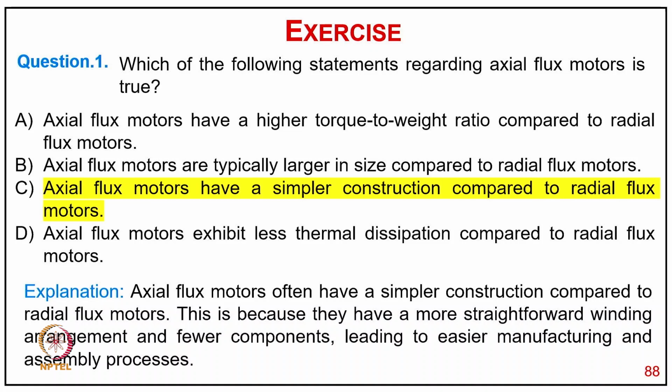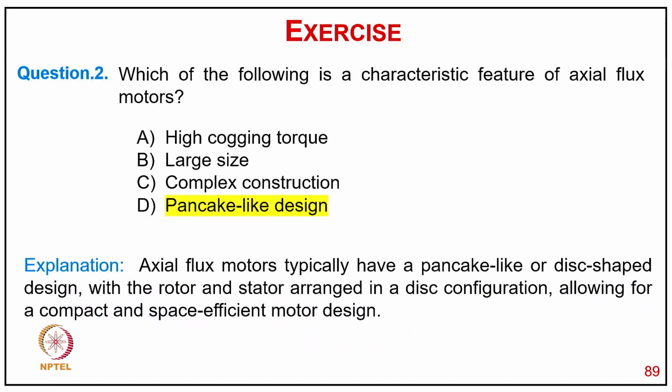Axial flux motors have a simple construction compared to radial flux motors. The explanation is that axial flux motors often have a simpler construction compared to radial flux motors. This is because they have a more straightforward winding arrangement and fewer components, leading to an easier manufacturing and assembly process.